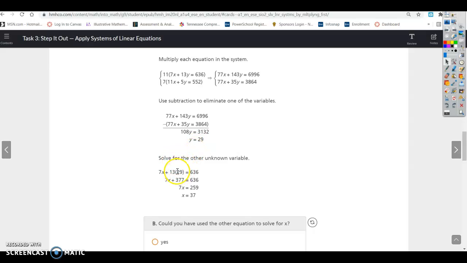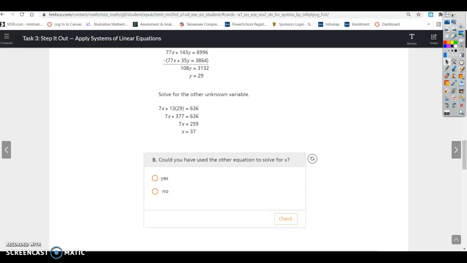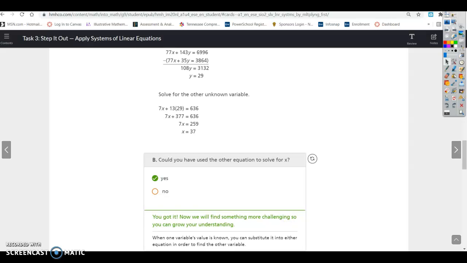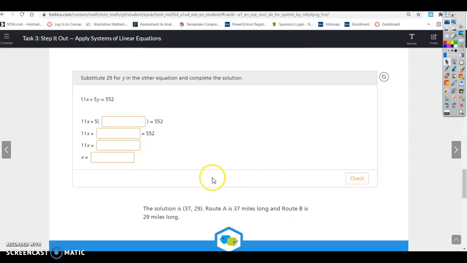Once you find y, plug it into either equation and solve for x. X is 37. All right, could you have used the other equation to solve for x? Yes, you can plug it into either equation. Once you have one of them solved for, it doesn't matter. All right, so substitute 29 in for y.